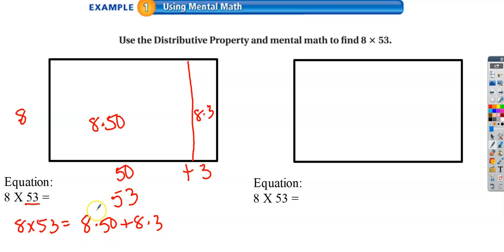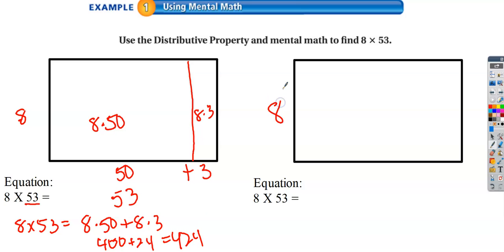So my equation is 8 times 53 can be thought of as 8 times 50 plus 8 times 3, right? And we can all do mental math with the 8 times 50. If you know your times tables, 8 times 5 is 40. Then I have another 0, so it's 400 plus 24, which equals 424.